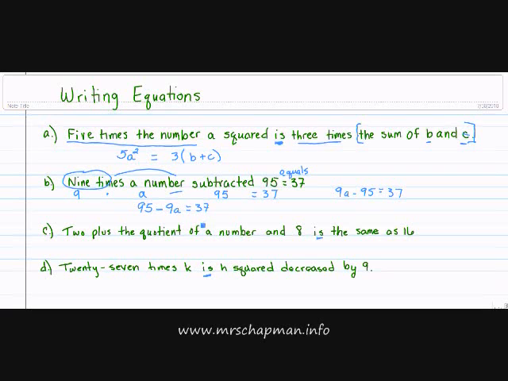The next one. I have 2 plus the quotient, I'm going to write as a fraction because it's also a division problem. Remember, the quotient's the answer to a division problem. So I have the quotient. Now what comes next tells me what's inside that quotient. The quotient of a number and 8, left to right, top to bottom, is the same as 16. So it would be 2 plus the quotient of a number and 8 is 16. Okay, the next one.